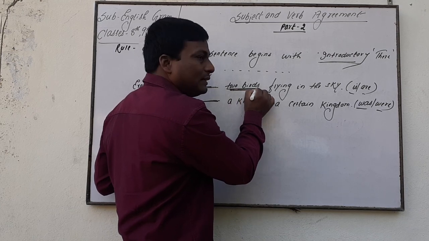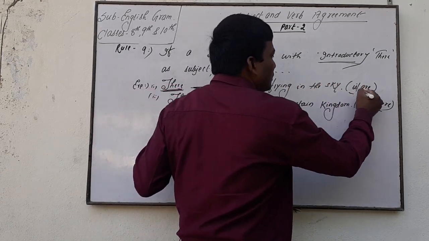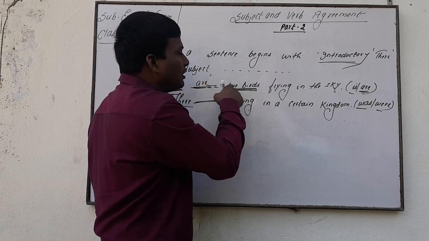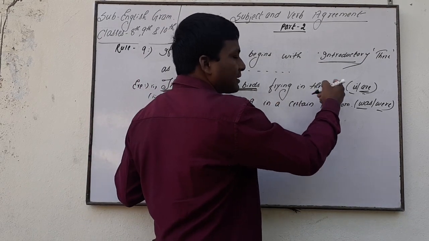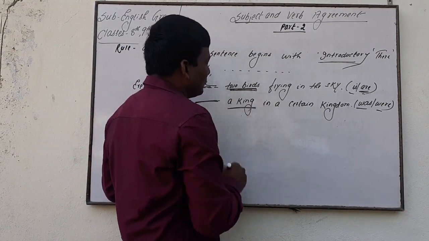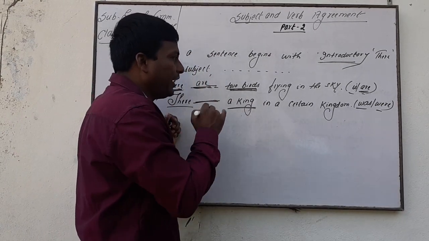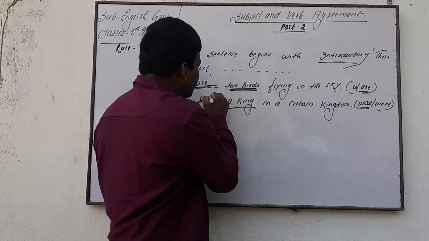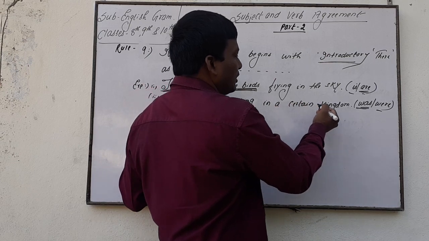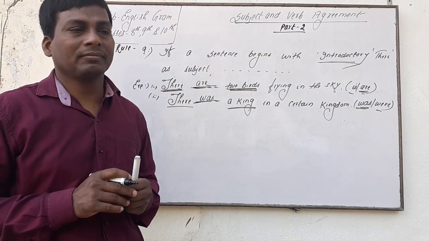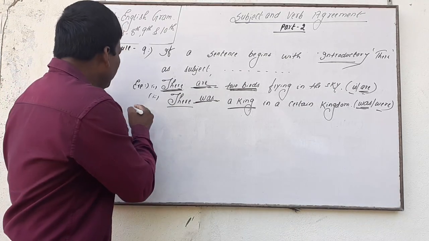"there," then the verb will be according to the noun used just after the verb. So here "two birds" means plural, so the verb will be plural. There are two birds flying in the sky. Clear? Here the noun is singular, "a king," so the verb will be singular. There was a king in a certain kingdom. I hope it is clear. Okay, then rule number 10.